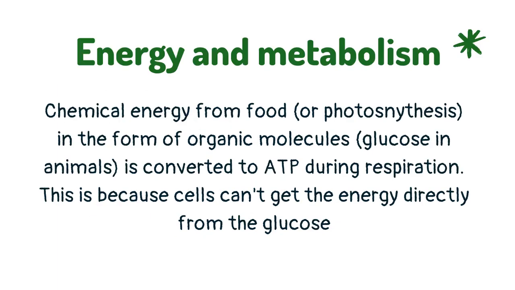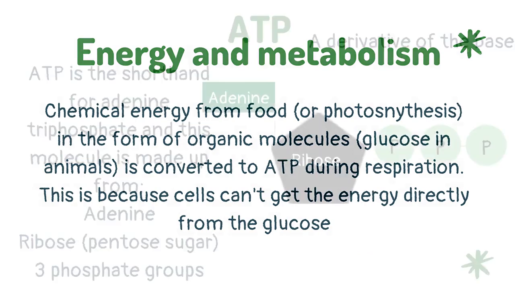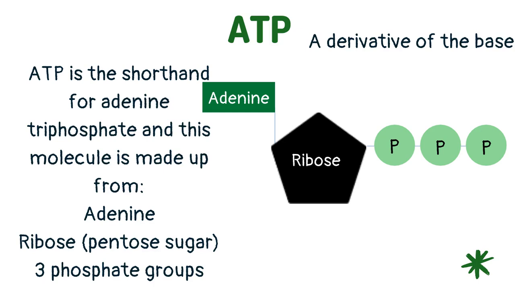Chemical energy from food, or photosynthesis, in the form of organic molecules, glucose in animals, is converted to ATP during respiration. This is because cells can't get the energy directly from the glucose. Each phosphate which is attached to the molecule is less stable, therefore the bond attaching the third phosphate is the easiest to break. When the bond is broken, a small amount of energy is released which the body can use for active transport, movement, or one of the other reasons discussed in the previous slides.